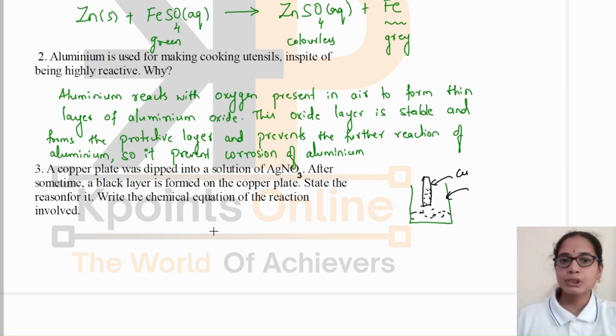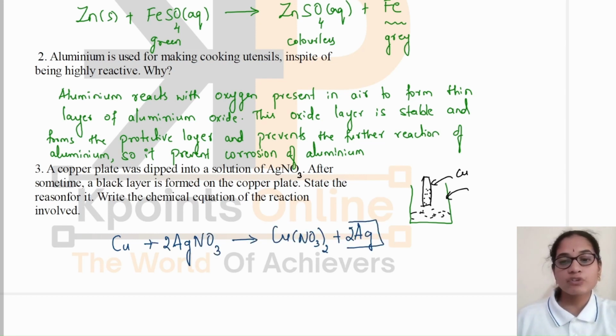Why does this happen? Because copper has displaced silver from silver nitrate solution, because it is more reactive than silver, as we have seen in the reactivity series. Let's write the equation for the reaction. Copper reacts with silver nitrate solution to form copper nitrate. Because of the formation of silver, a black layer is formed on the copper plate. So you have to write the chemical equation of the reaction, and also you should write that a black layer is formed on the copper plate. It is due to the formation of silver. Silver is getting deposited on the copper plate.